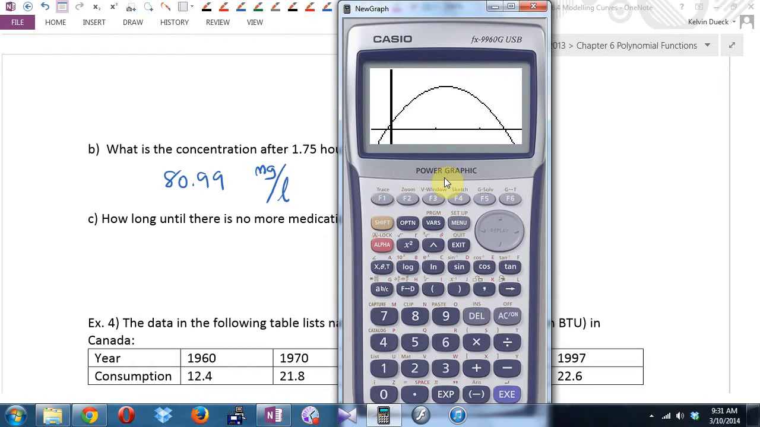When it says no more medication, what are they really asking me to find? The root. Okay. G solve, root. I don't want the negative one because there's no such thing as negative time. After about 2.54 hours, this medication should be totally through this person's system. Give or take.